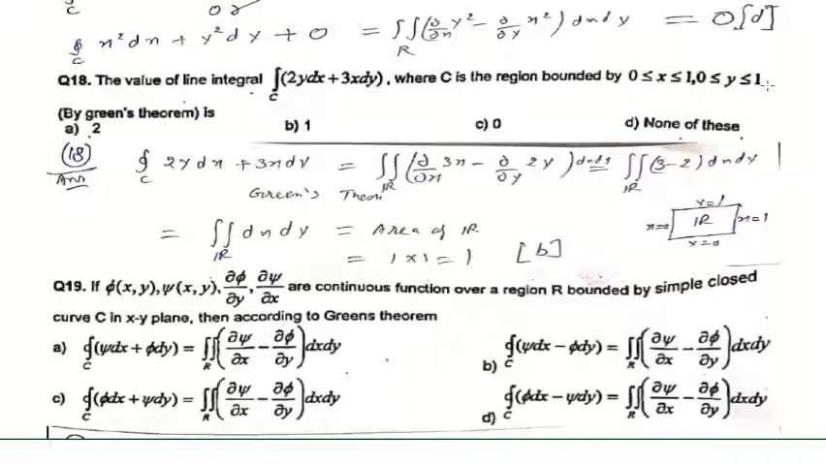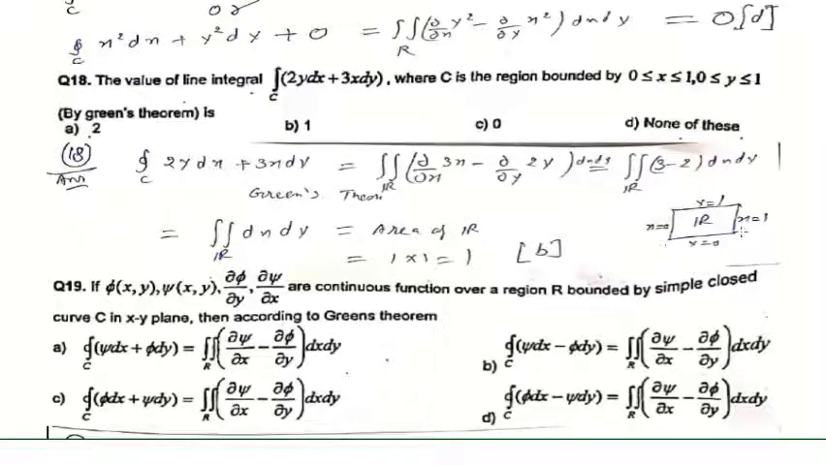Again it is a rectangle, 0 to 1, 0 to 1. You are asked to use Green's theorem. So with Green's theorem we have to differentiate this with respect to x and this with respect to y. That will give 3 minus 2 times the integral of dx dy, and dx dy is nothing but the area. What is the area of this rectangle? Length is 1, breadth is 1, so it is 1 into 1 is 1. Answer is B.